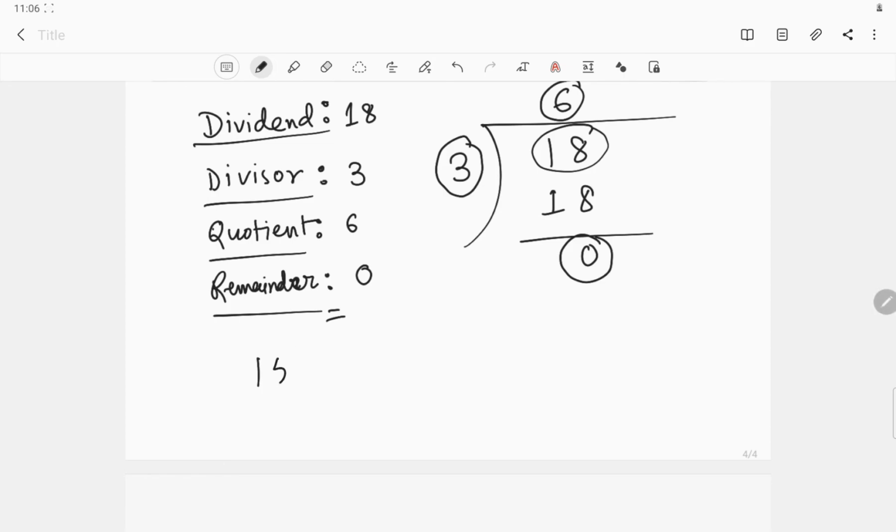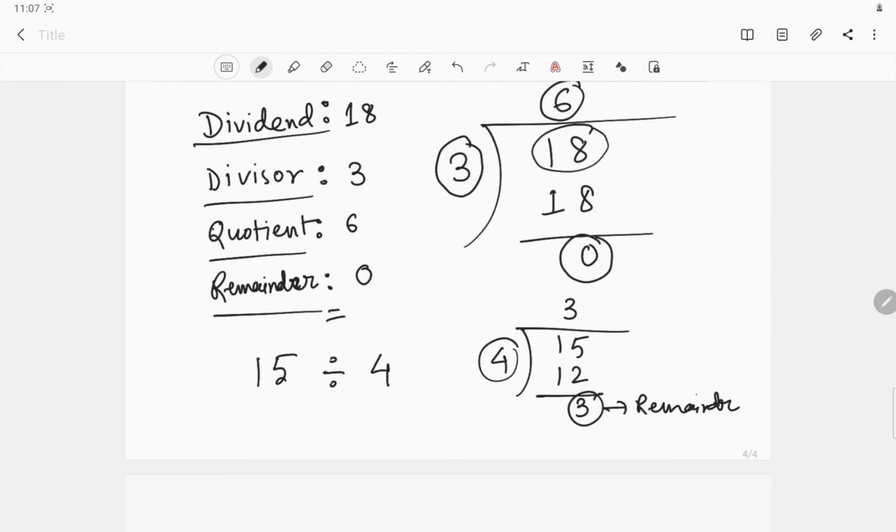Suppose I have 15 mangoes and I want to divide them among 4 people. Can you divide equally? No, you can't divide, because when you divide, 3 mangoes will be left. So 3 is the remainder here, right? And 4 is the divisor, 3 is the quotient, 15 is the dividend.